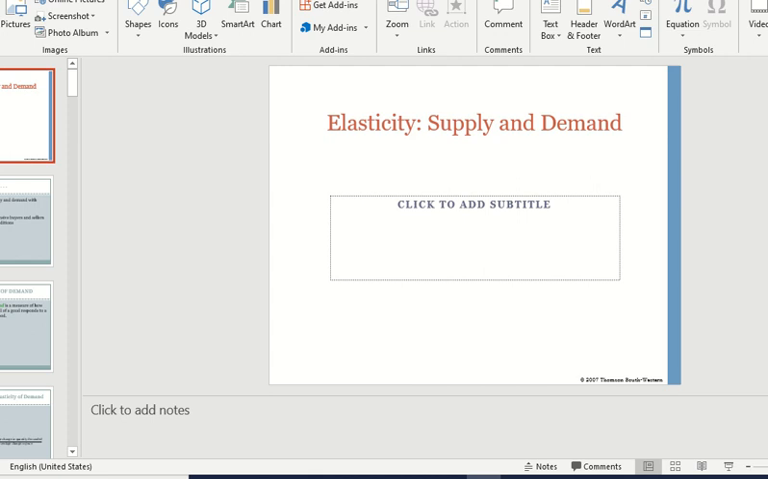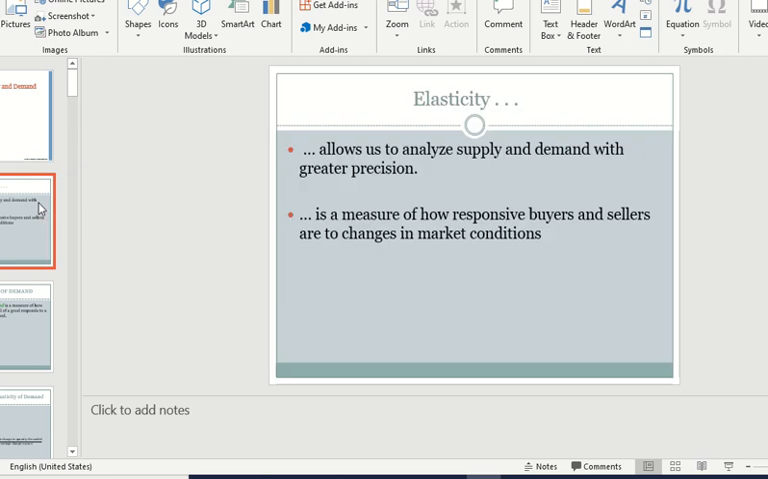However, in a lot of applications in real life, it is important to know how much. Okay? So not only is it important to know the direction, but it's also important to know how much. So that's what we're going to learn today. We're going to learn elasticity. With elasticity, it allows us to analyze supply and demand with greater precision.